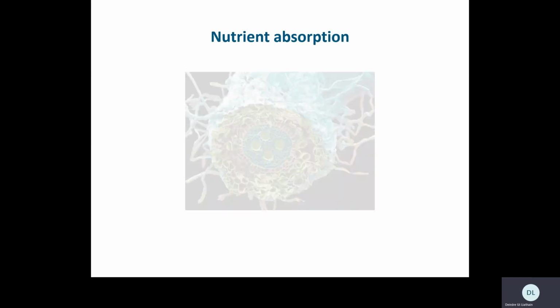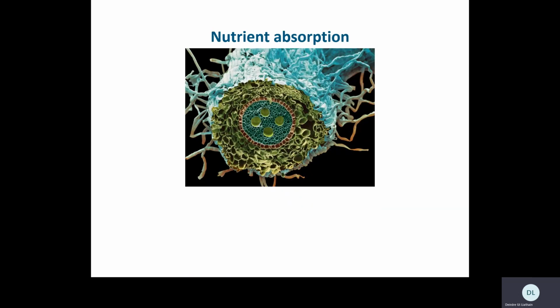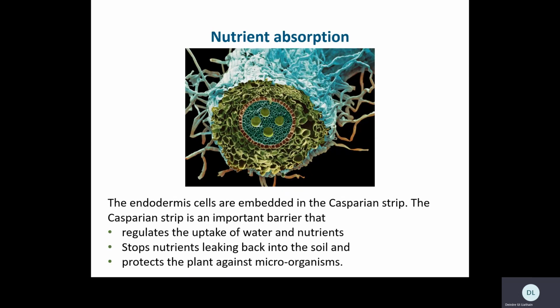Right. So the next thing I want to talk about is the Casparian strip. So here's a nice picture of a transverse section of a root, so it's cutting right across the root. And you can see the little root hairs coming off that root. And you can see this has been treated nicely with some stain. So you can see the lovely ground tissue, or cortex as it's called here.